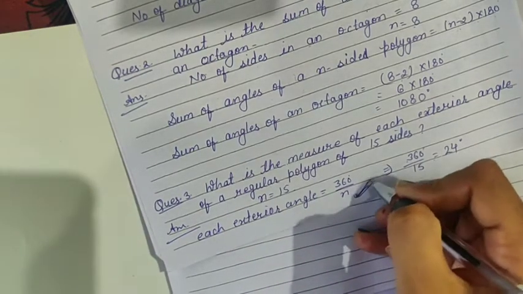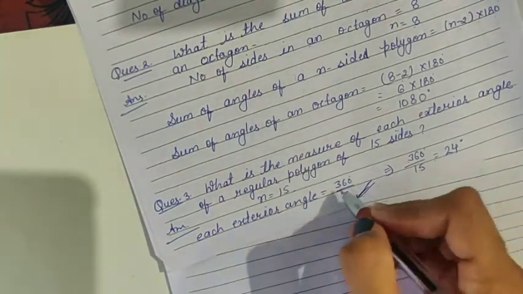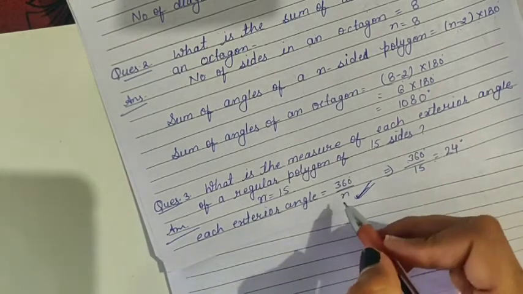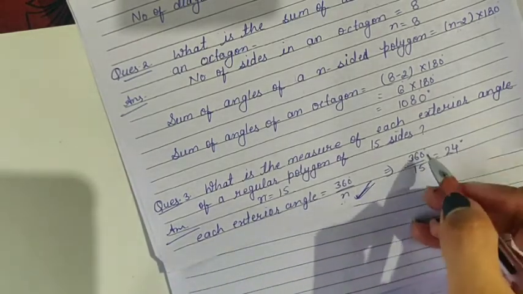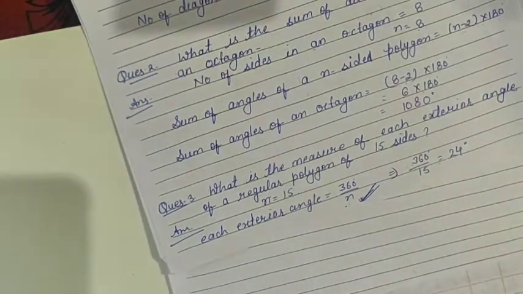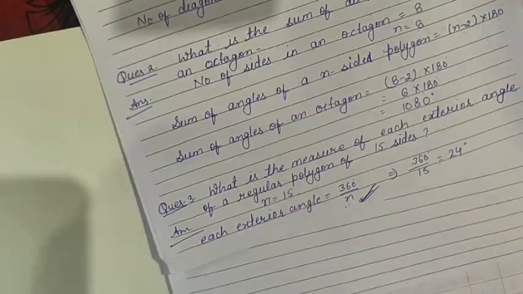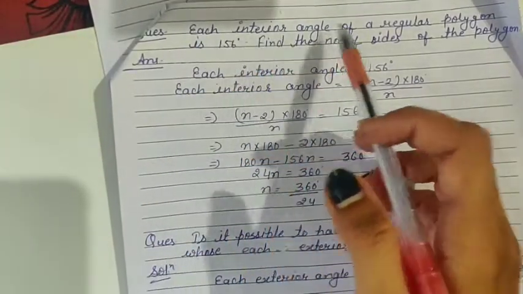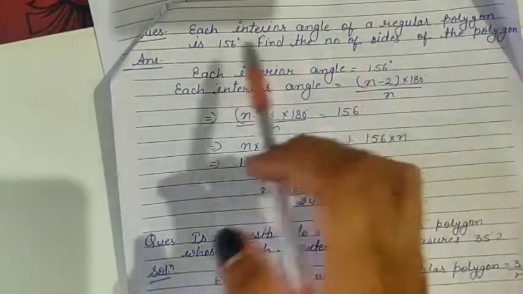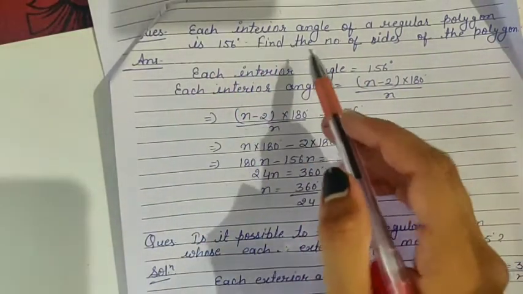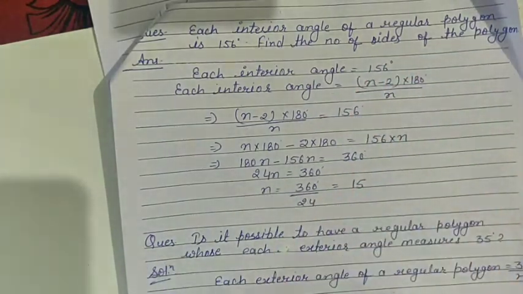This is the formula of each exterior angle, 360 upon n, and here n is equal to 15. When we put the value n equals 15, then we get 360 upon 15, and that is equal to 24 degrees. Now our next question is, each interior angle of a regular polygon is 156 degrees. Find the number of sides of the polygon.